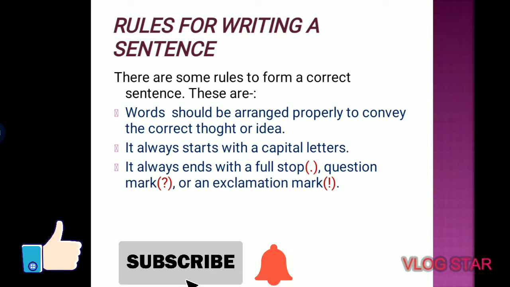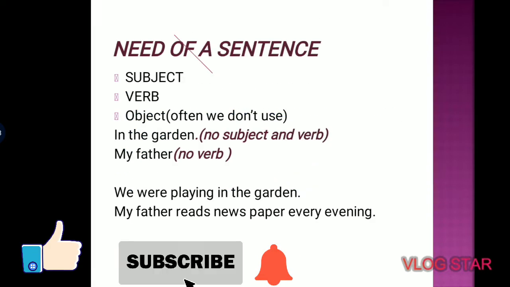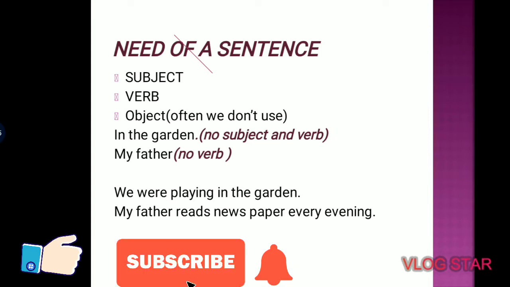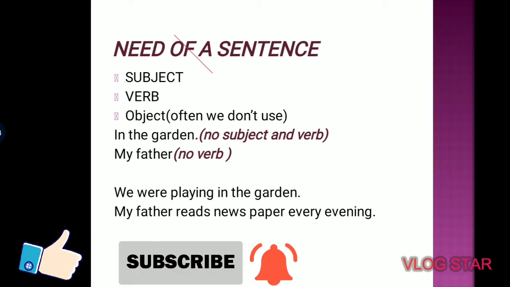Number four, we will go with the need of a sentence. Students, we don't need only a group of words. There should be a subject and a verb. These two things are very important when you are writing a sentence. An object we often don't use. Sometimes we write with only a subject and verb and sometimes we require an object.